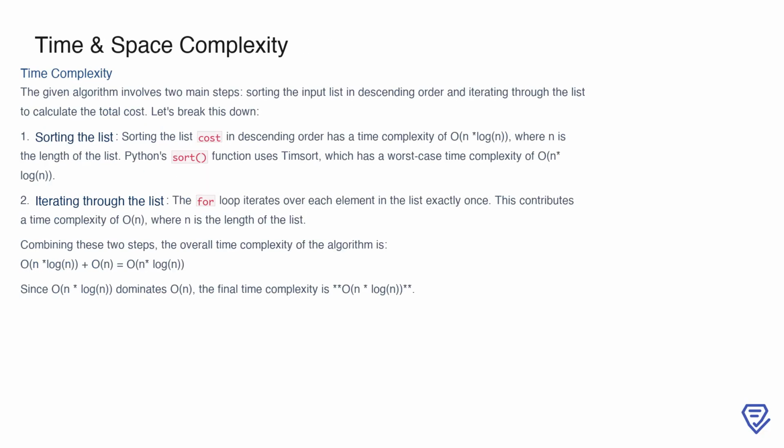To evaluate the time complexity of our solution, we start by analyzing the two main steps, sorting the list and iterating through it. First, sorting the input list in descending order requires a time complexity of O(n log n). This is because Python's built-in sort function uses timsort, which operates with this complexity in the worst case. Next, we have the iteration step, where we loop through the list to calculate the total cost. This step involves visiting each element exactly once, contributing a time complexity of O(n).